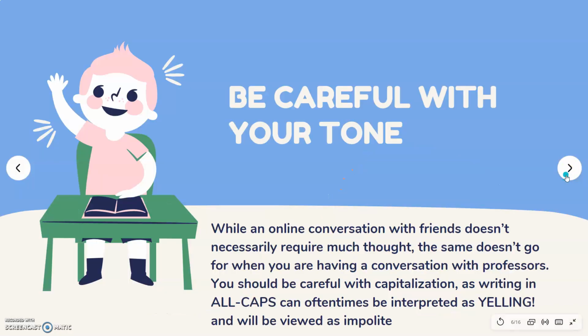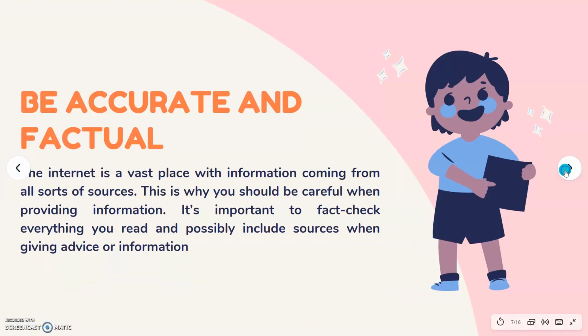So we have here the first one. Be careful with your tone. This is very important to take into account. While an online conversation with friends doesn't necessarily require much thought, the same doesn't go for conversations with teachers. You should be careful with capitalization, and writing in all caps can often be interpreted as yelling and will appear impolite. Another rule: be accurate and factual.